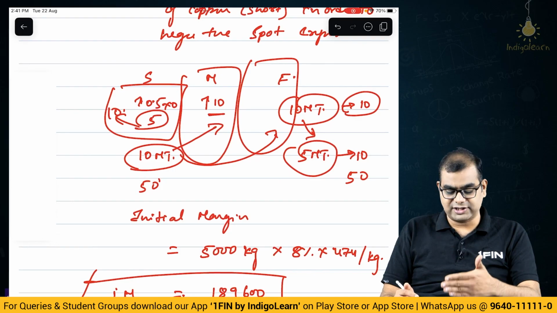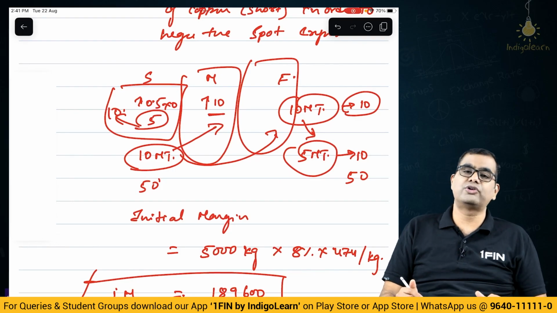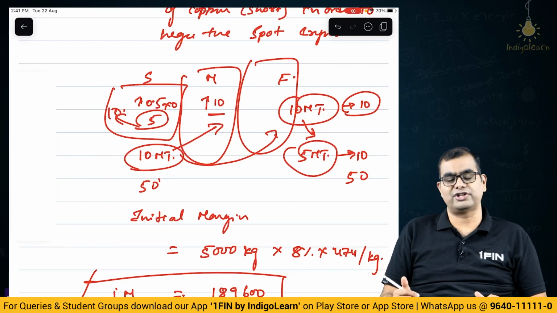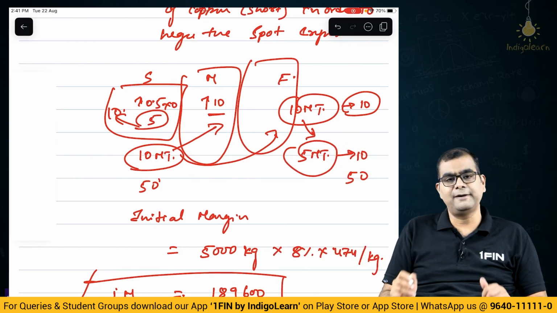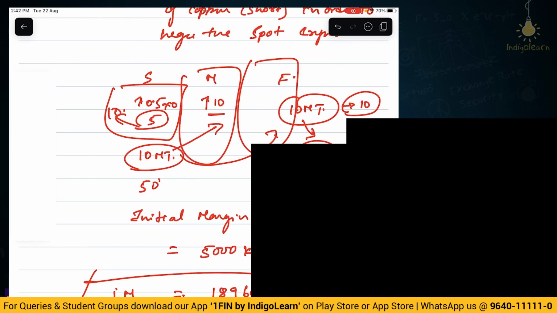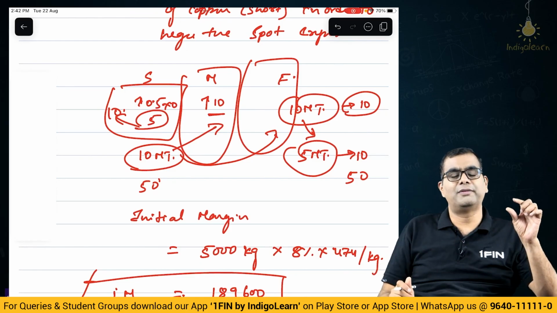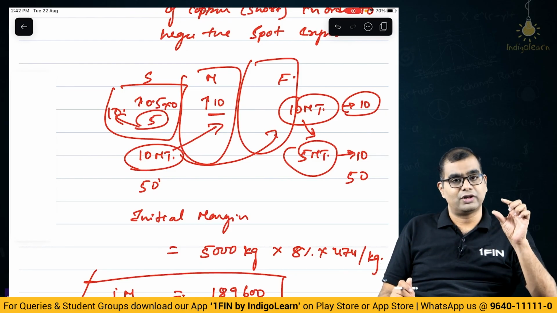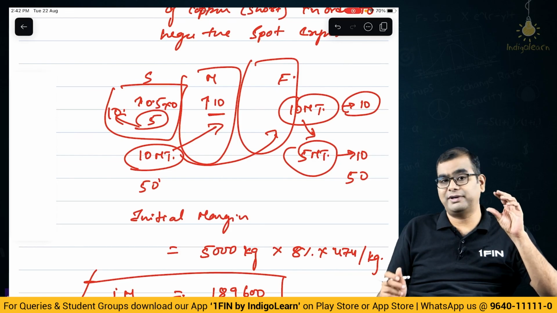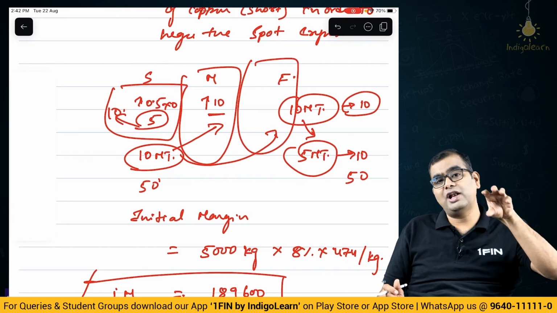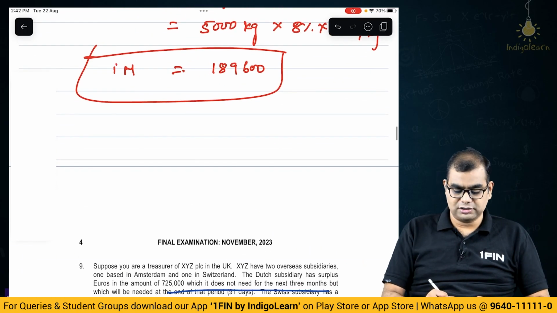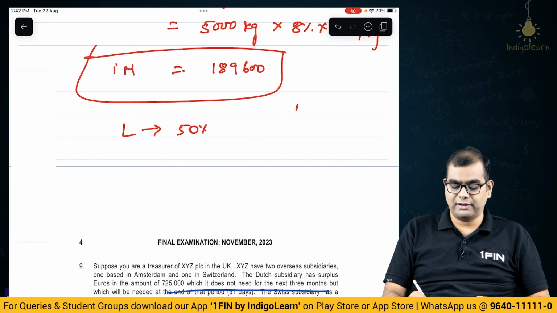The other place where students can get confused is how I should use the hedge ratio. Should I do 10 by 0.5 or 10 into 0.5? You should do 10 into 0.5, for a simple reason. If the market moves up by, let's say, 100%, my spot will move up only by 50%. I am talking about the original long. So, the long is moving up by 50% for a market which is moving up by 100%.